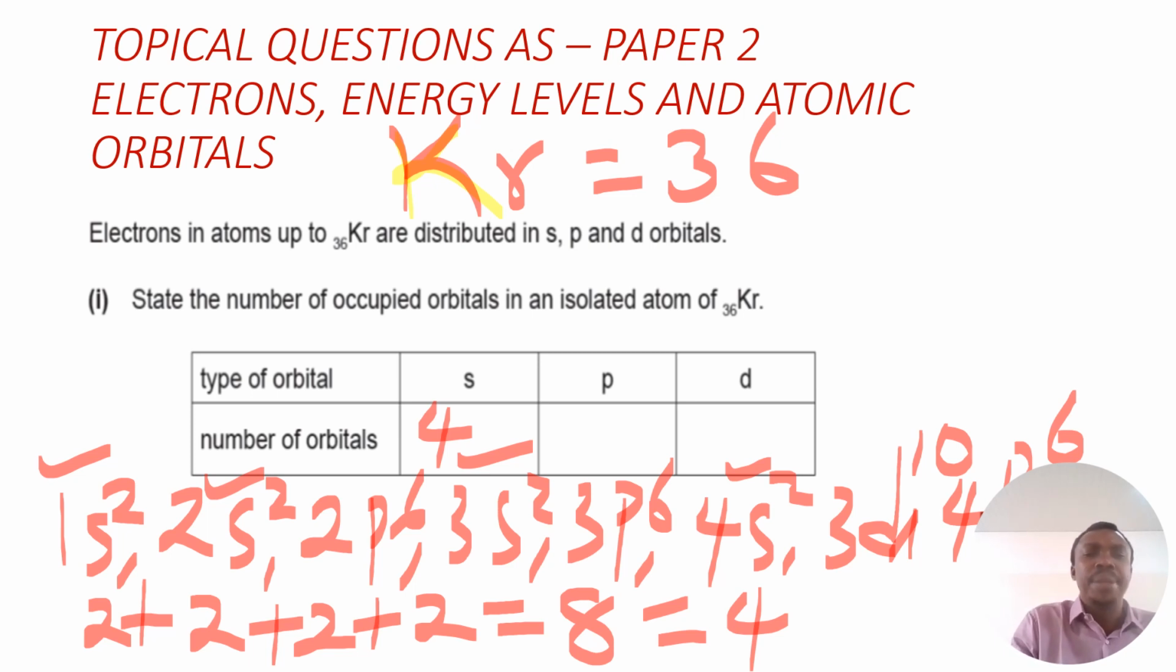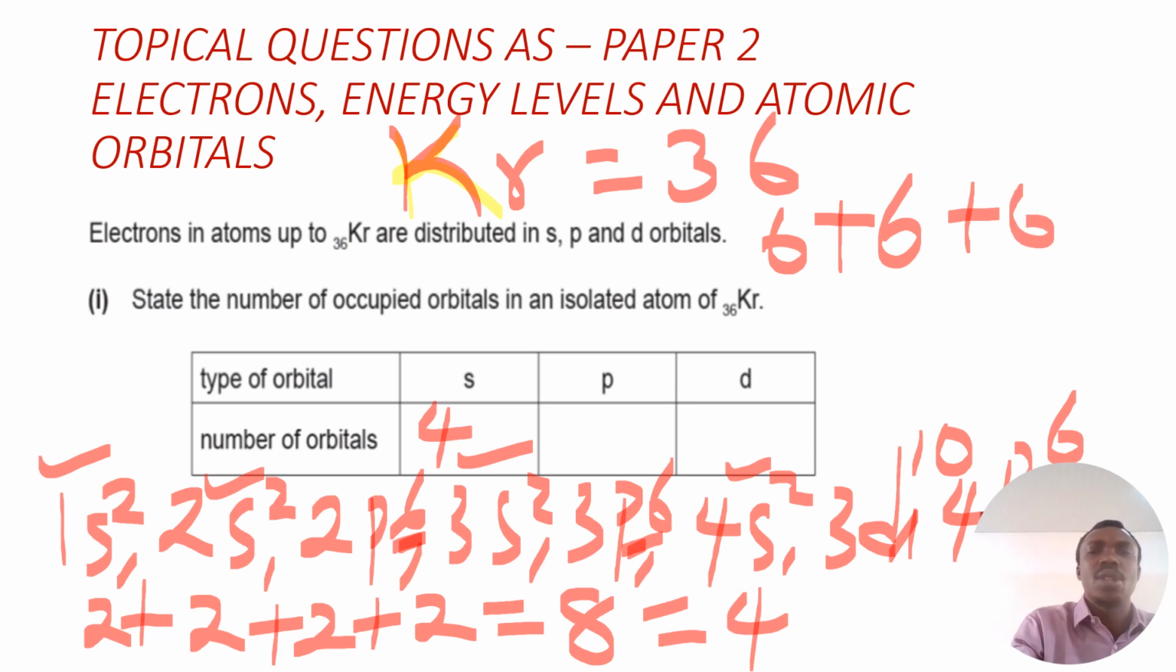Now let's go to the p subshell and see the number of electrons there. We'll have 6 plus another 6, then plus 6 also. So the total number of electrons is equal to 18. If 2 electrons can occupy one orbital, 18 electrons occupy 9 orbitals. So the p subshell will take 9.